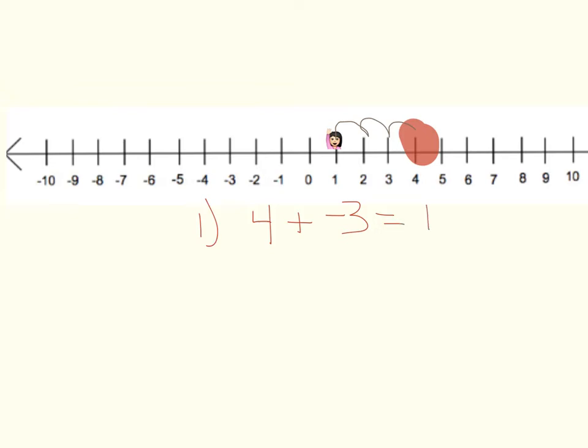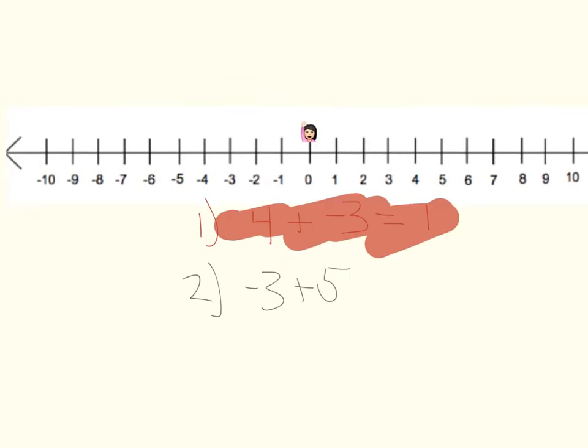Let's try another example with Miss Smith. So here we have negative 3 plus 5. And to do that, Miss Smith needs to go back to negative 3. All right, there she is. And now she needs to travel 5 units along the number line. So that's 1, 2, 3, 4, 5. So that puts Miss Smith at positive 2. All right, so negative 3 plus 5 brings us to positive 2.